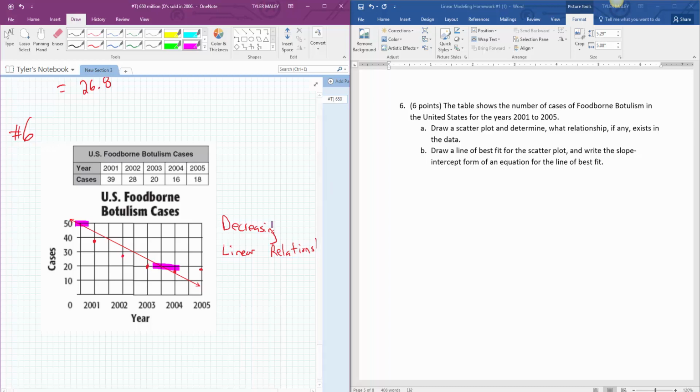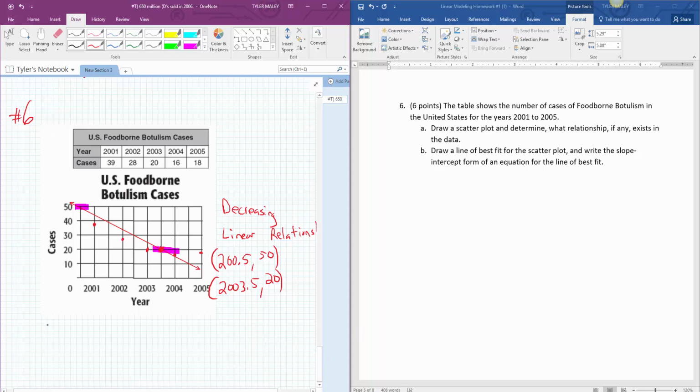So this would actually line up with about 2000.5, because it looks like each one we're going up by half a year, right? So we have 2000.5, comma 50. And then this data point here would be 2003.5, comma 20, right? So I would use these two points and come up with the equation of a line.